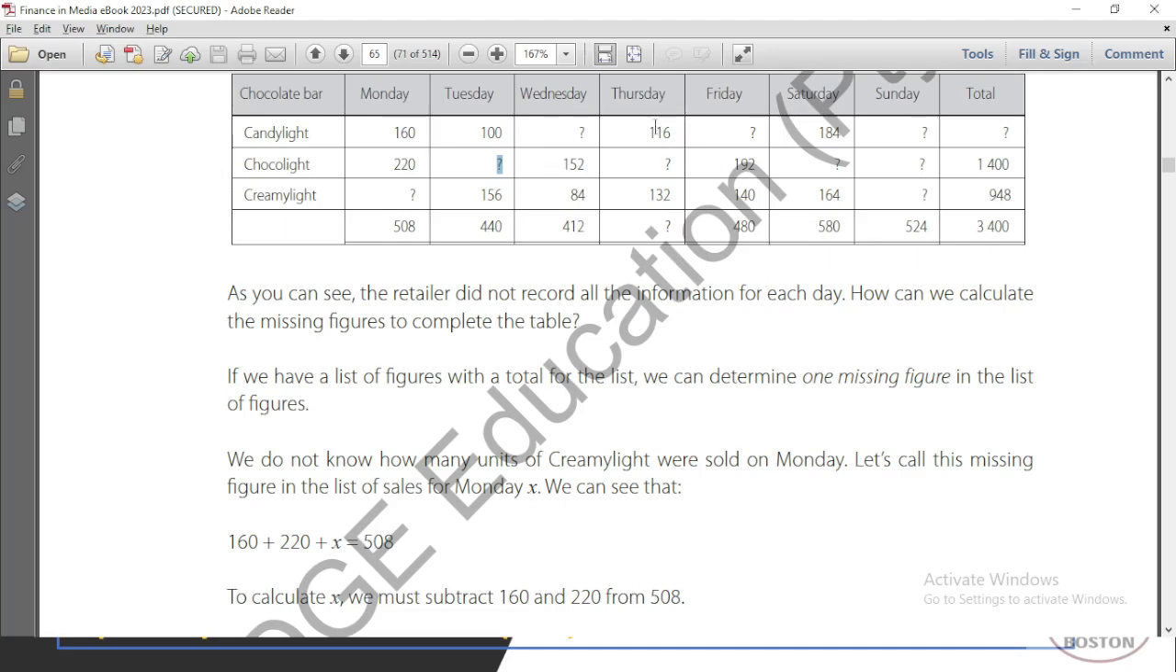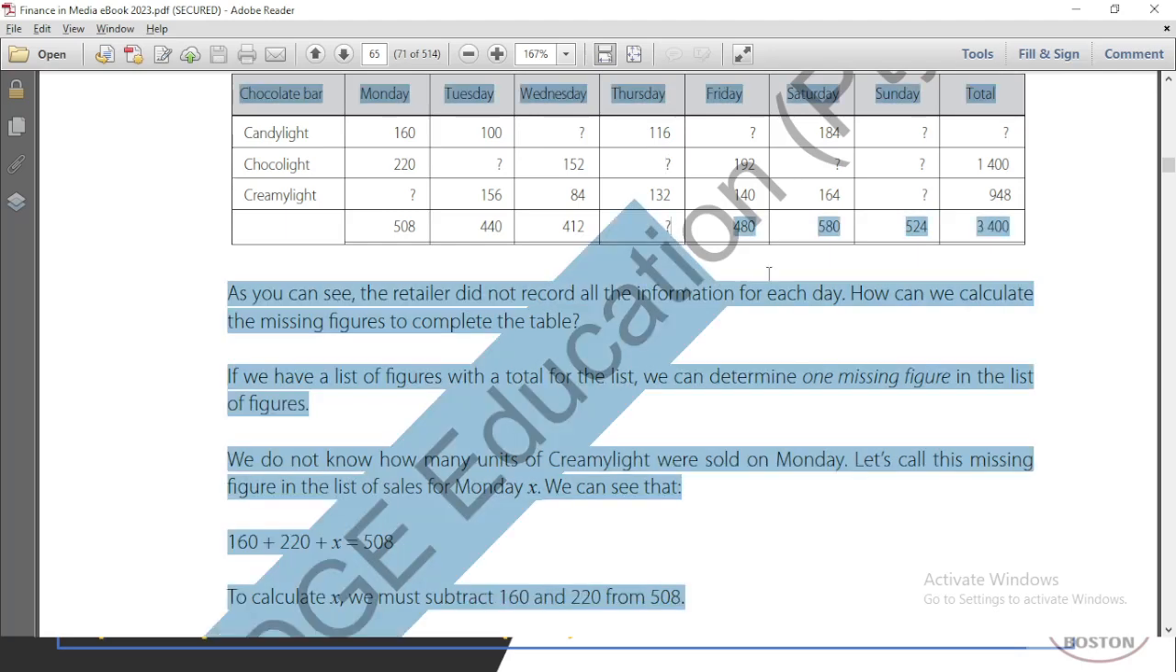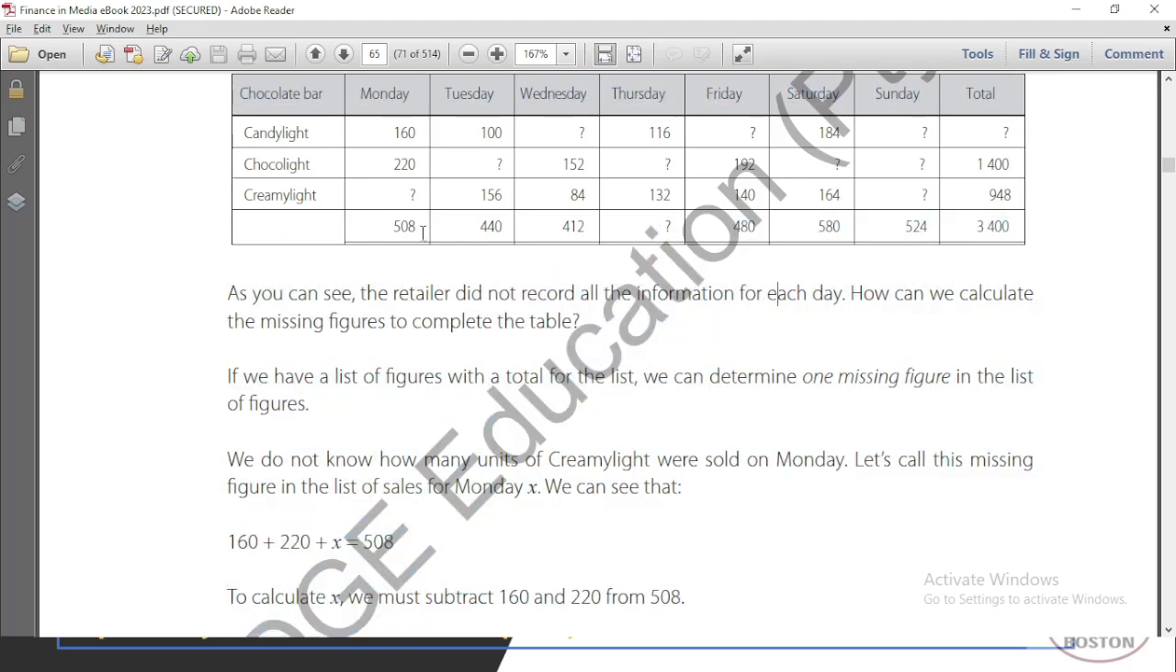But when you come to Thursday, you will notice that Thursday has two missing figures. So we have to look at this under a different approach. The approach we were using is to use a total to find the missing figure within the three chocolates and the total of all chocolates sold. But this time we can't do that because we don't have the total. But we can find the total if we look at our data. We've got the total for Monday, Tuesday, Wednesday, Friday, Saturday, and Sunday, as well as the full total for the whole week.